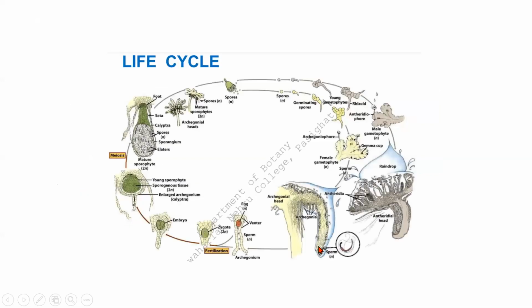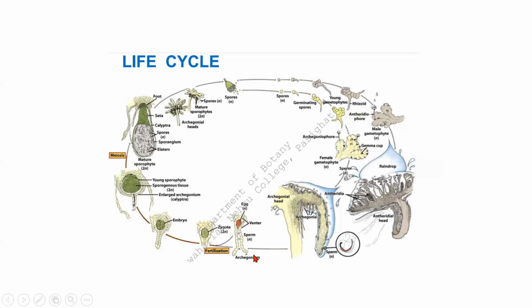So the life cycle is similar to what you see in Marchantia. It has a distinct sporophytic stage and a gametophytic stage. The gametophytic thallus develops the male and the female gametophyte respectively. The female gametophyte gives rise to archegonia, the male gametophyte gives rise to antheridia. Antheridia develop the sperms and archegonia develop the egg.